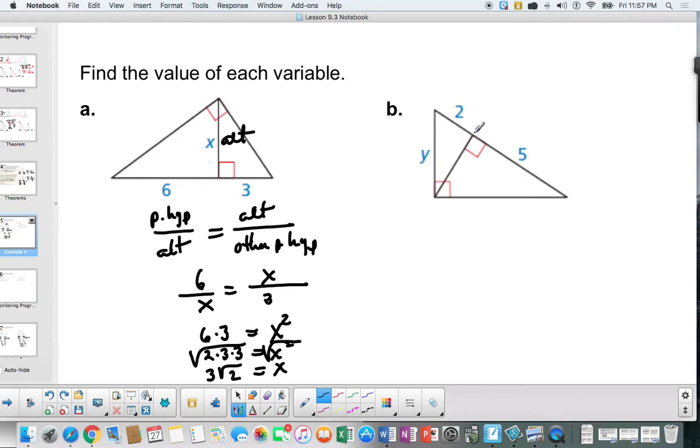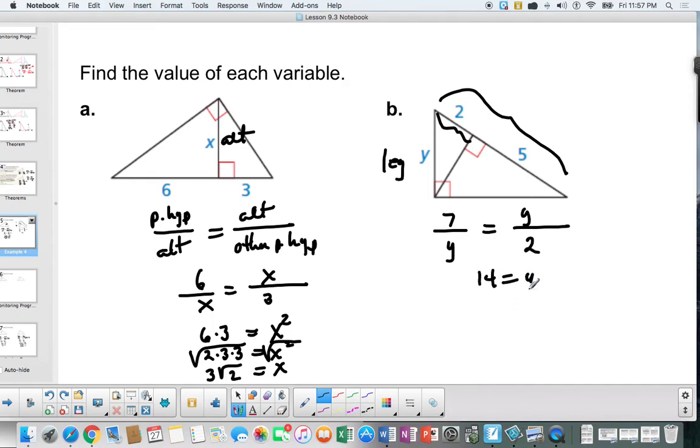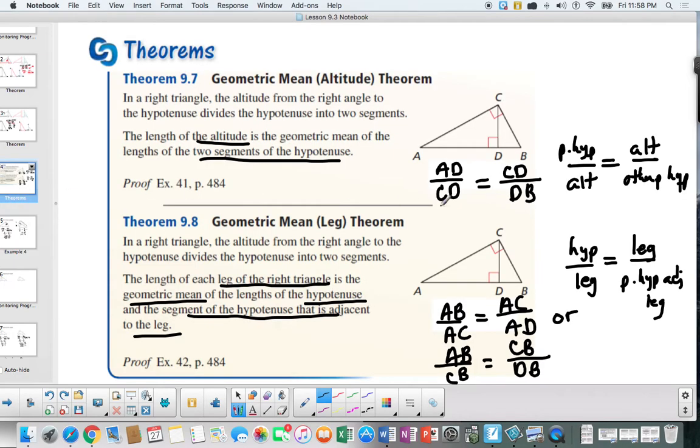In this particular problem, I don't have the altitude, I have a leg. So I'm going to use the other theorem, which is the geometric mean leg theorem. So I'm going to put y here and y here, because the leg is a geometric mean between the whole hypotenuse, which is 7, and the part of the hypotenuse adjacent to the leg. So this is going to be 14 is equal to y squared, y is equal to root 14, and we can't simplify root 14. So I'm going to go back again to this page. These are the two theorems that you need to be able to use.